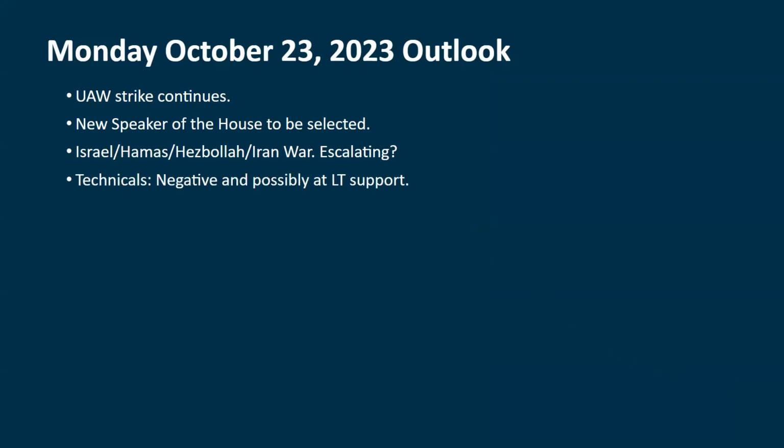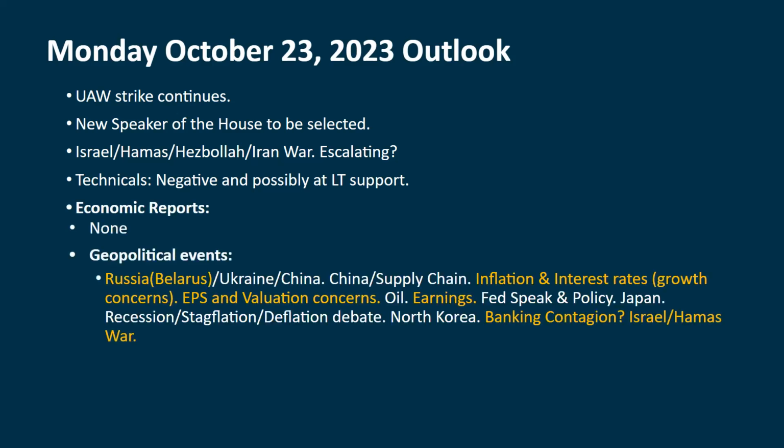Our technicals on the daily charts are negative, and we're possibly below long-term support. We're just right on that 200-day moving average, actually just a little bit below it. We won't get any economic reports on Monday. And then the geopolitical events right now, it's all about Israel and Hamas.